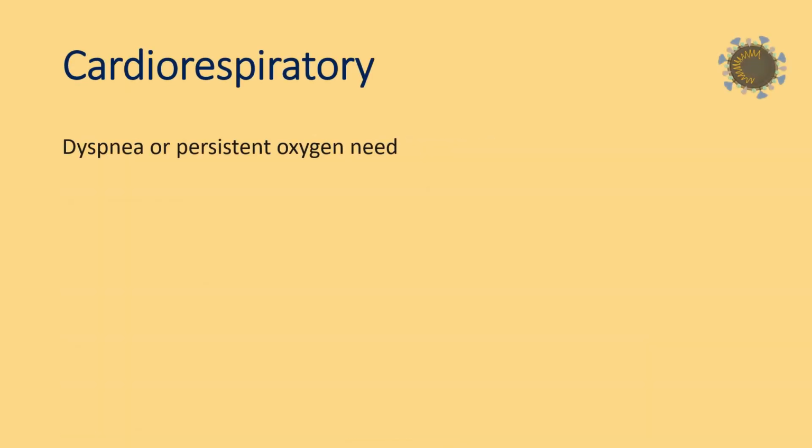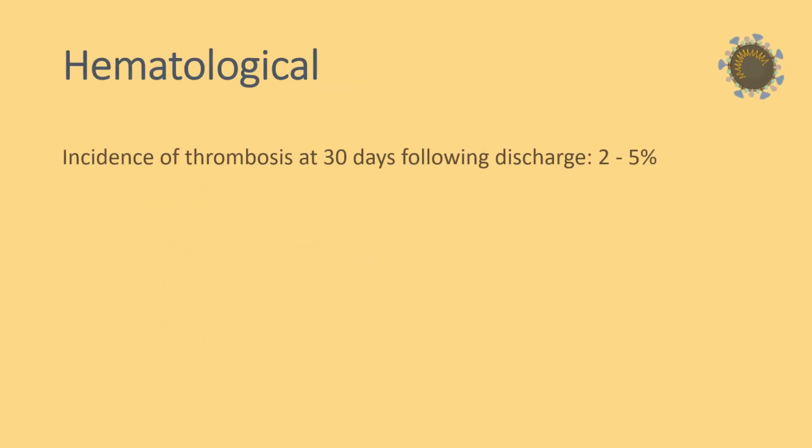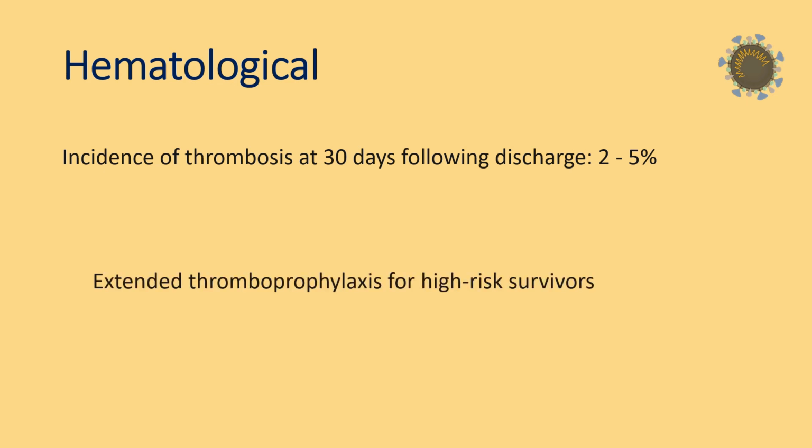The most common cardiorespiratory sequelae noticed is dyspnea or persistent oxygen need. Majority of these patients may need a 6-minute walk test, a PFT, chest X-ray, echo, and CT during their follow-up. The incidence of thrombosis at 30 days following discharge has been noted to be about 2 to 5% based on preliminary evidence. This area needs more research as extended thromboprophylaxis may be needed in high-risk survivors.